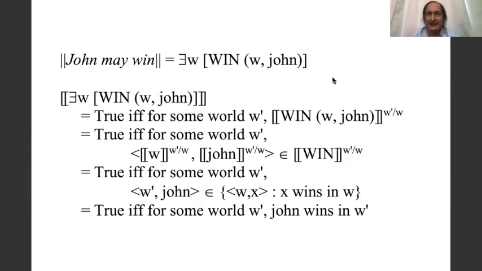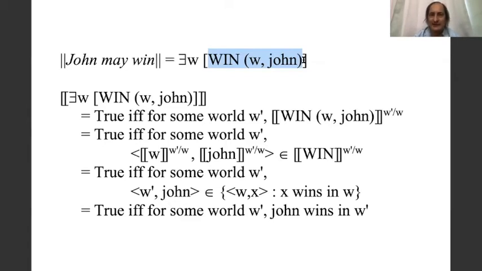So looking at this just at the very, very broad outline, we have a sentence, John may win. And we're going to translate that into predicate logic as an existential formula. It's got an existential quantifier with a world variable, W. There is some world W, and then we have our formula, win(John, W).